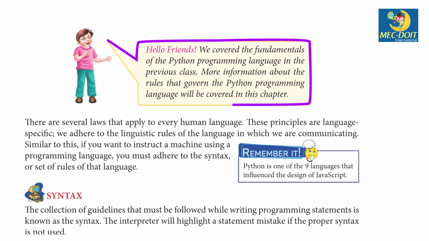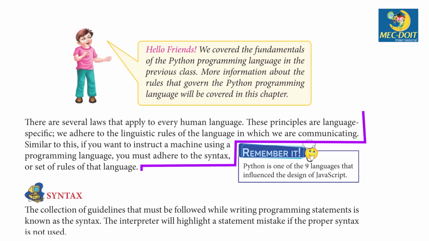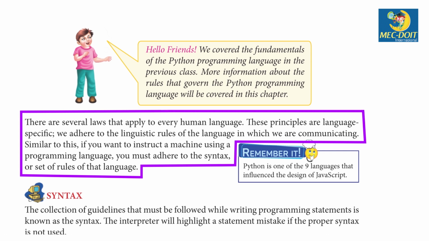Hello friends, we covered the fundamentals of the Python programming language in the previous class. More information about the rules that govern the Python programming language will be covered in this chapter. There are several laws that apply to every human language. These principles are language specific. We adhere to the linguistic rules of the language in which we are communicating.